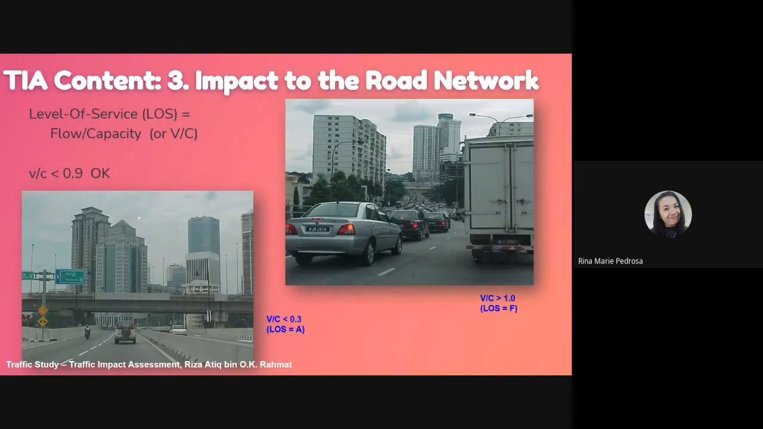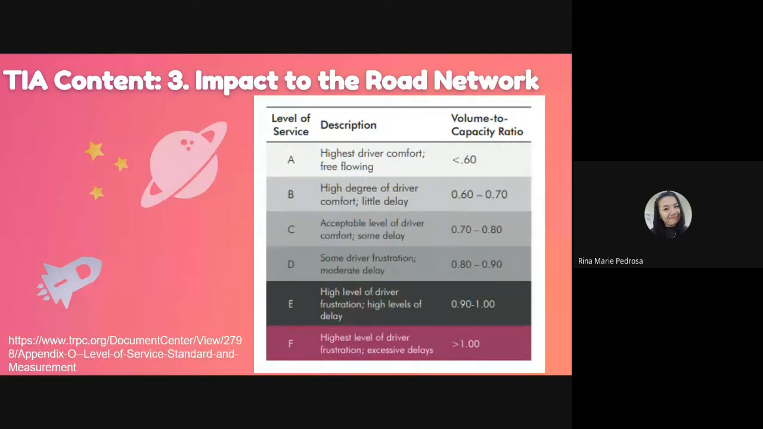So for the impact on the road network, we already know the level of service or your LOS. We have the flow over the capacity, that is your LOS. So if your V over C is less than 0.9, that is okay. So typically there are 6 levels of service that are defined. Each is assigned a letter designation from A to F, with LOS A representing the best operating conditions and LOS F the worst operating conditions. We actually have a table for that.